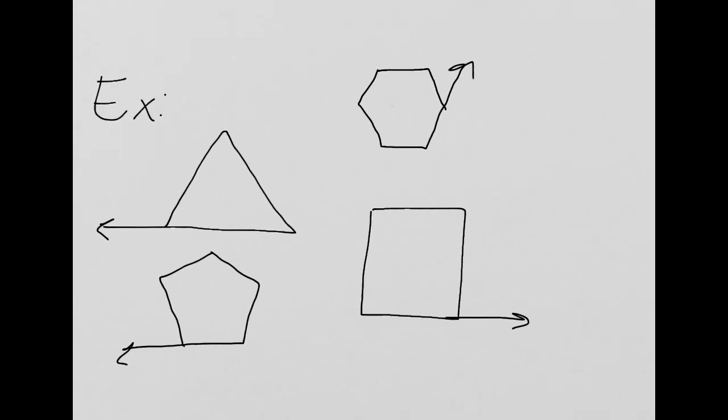So if we're looking at this triangle here, then the exterior angle on the triangle is going to be this one right here. It is formed by a side of the triangle and the extension of another side. It's the exterior. If we look at a square here, it's going to be this guy right here. Again, it's formed by a side of the polygon and an extension of another side. And then on a pentagon, it would be this guy here, and on a hexagon, it would be this guy here.